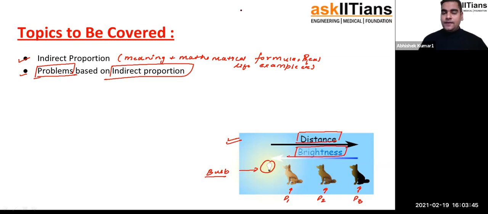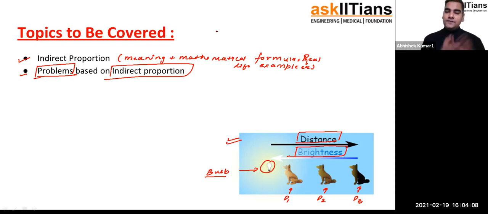Let's say you are at your home and there is a bulb right in front of you. If the distance between the bulb and you is very less, then you will feel the brightness of the bulb is very high. But as you move further away from that particular bulb, what is going to happen?